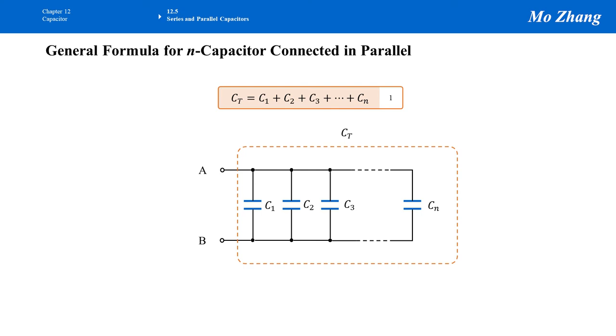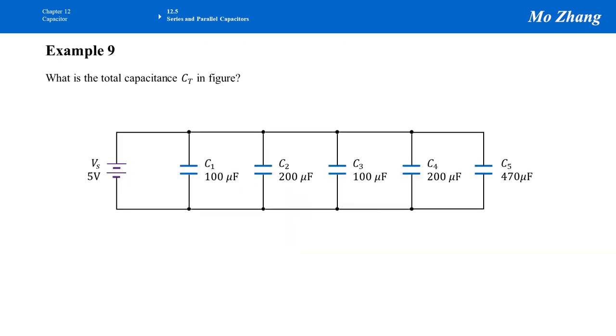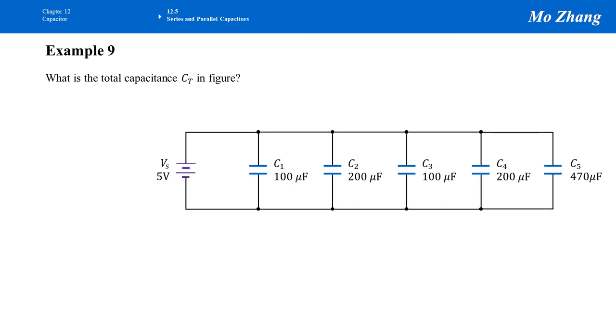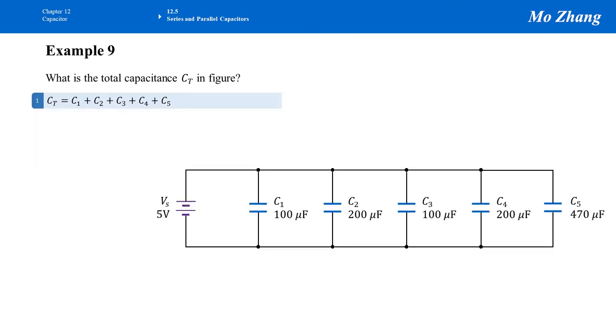Let's work on this example. 5 capacitors C1, C2, C3, C4, and C5 connected in parallel. We want to find the total capacitance Ct in this circuit. Since capacitors are connected in parallel, we can simply add them up. Ct equals C1 plus C2 plus C3 plus C4 plus C5.